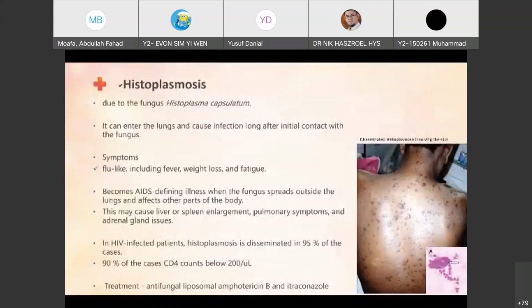In HIV-infected patients, histoplasmosis is disseminated in 95% of the cases, and 90% of the cases have CD4 counts below 200 per cubic millimeter, and the treatment can be used. We can use antifungal, liposomal amphotericin B, and itraconazole.